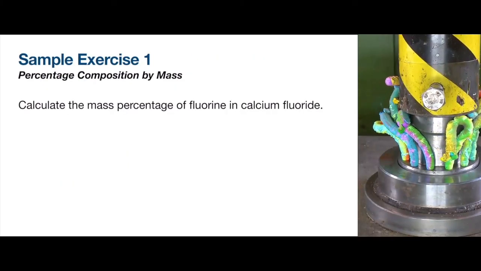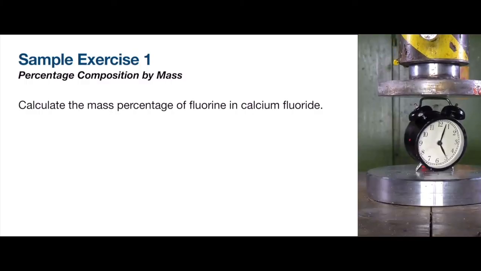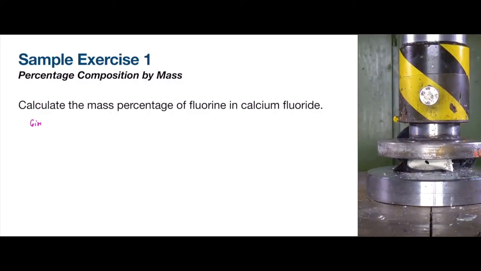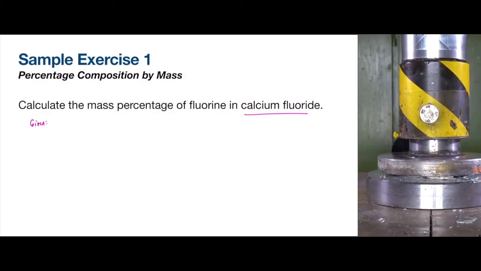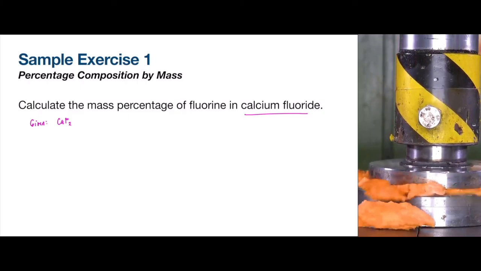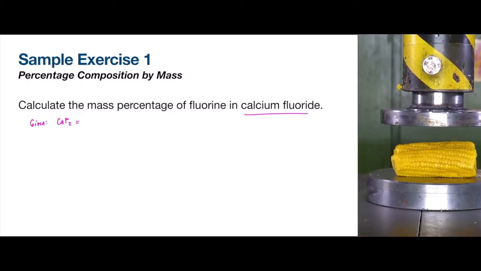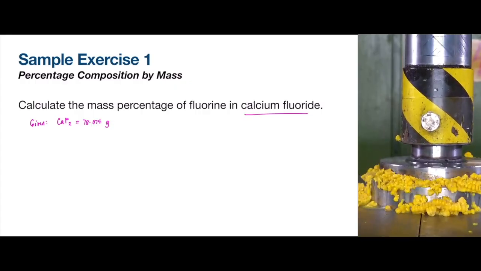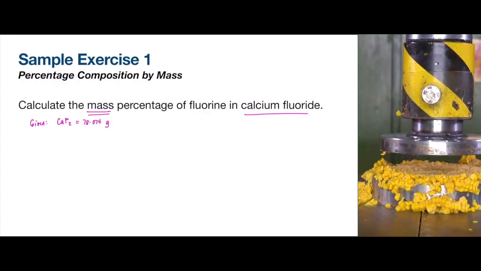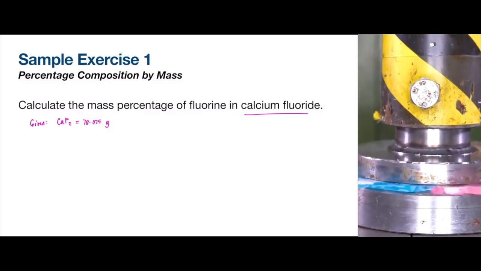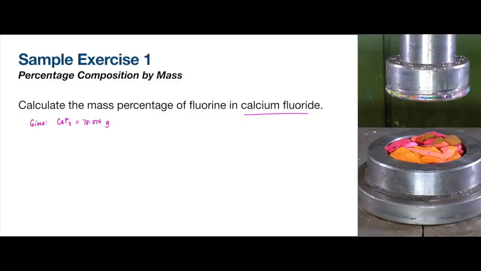Now let's have some examples. Calculate the mass percentage of fluorine in calcium fluoride. To answer this problem, let's set up our solution and solve. Let's write the given quantities. The given sample is calcium fluoride, CaF2, and its mass, based on its molar mass, is 78.074 grams. Again, since we're talking about mass percentage, we are using the units grams. And this mass is the 100% or the total parts.